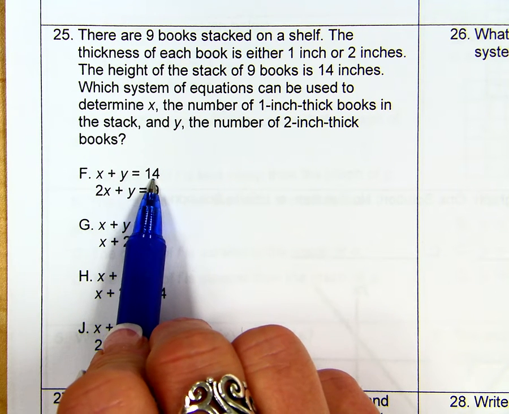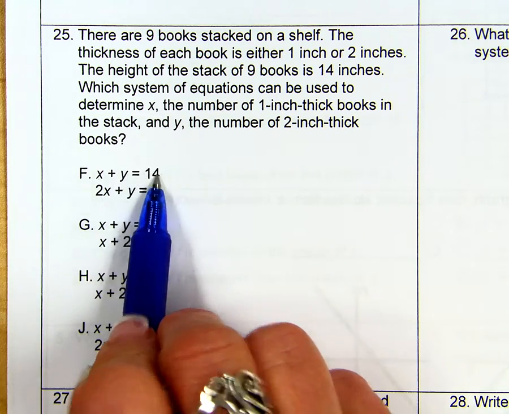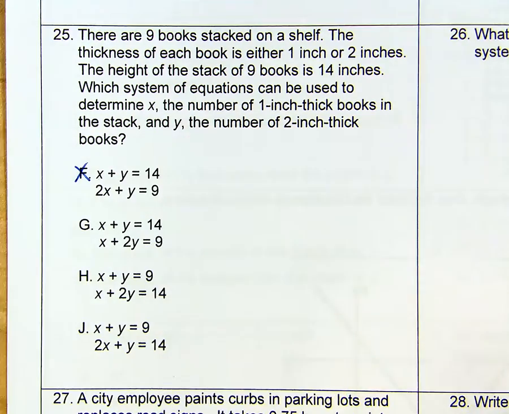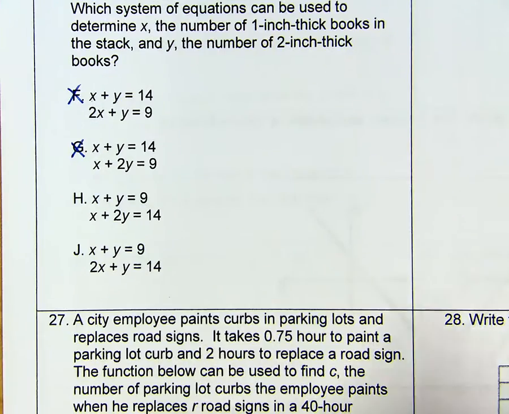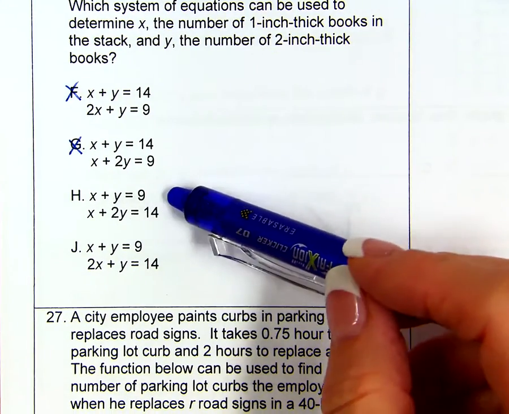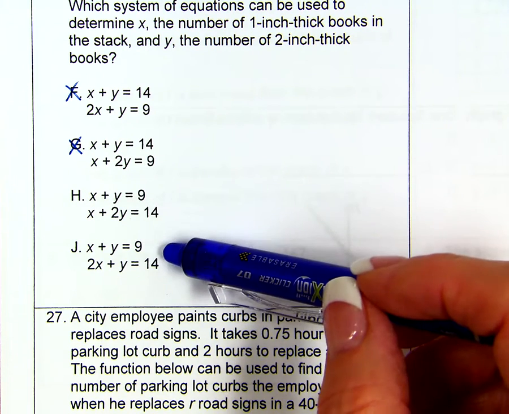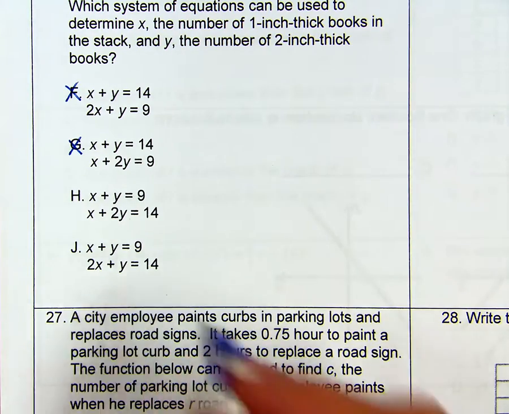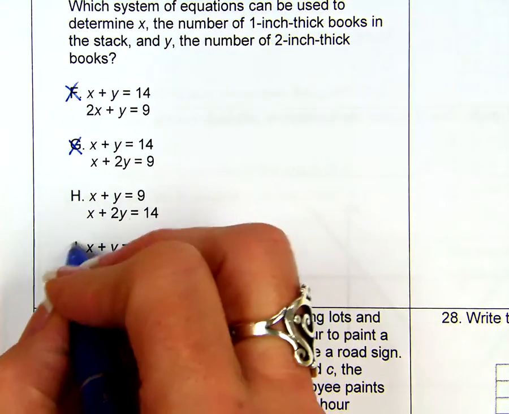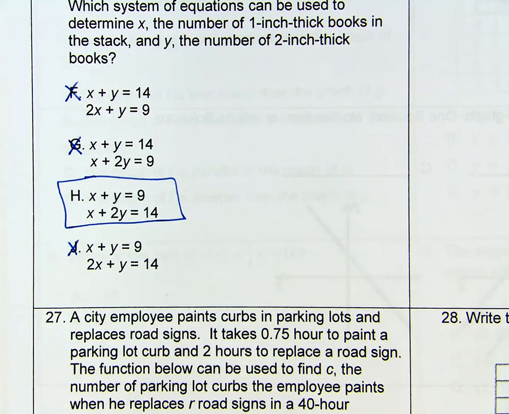So f is not going to work because they have number of books plus number of books equaling inches, and that's not going to work for this case. So G is also not what we want. So here we have two cases of x plus y being 9, so the number of books totals to 9, and the 2-inch books are y, so y is the one that needs to be multiplied by 2. So here we have h.